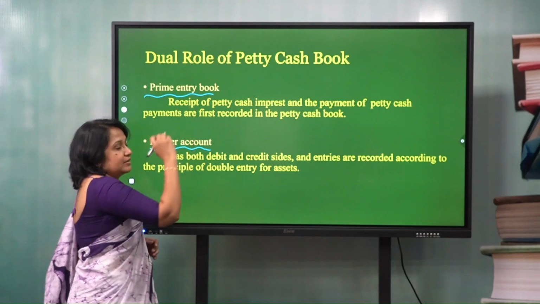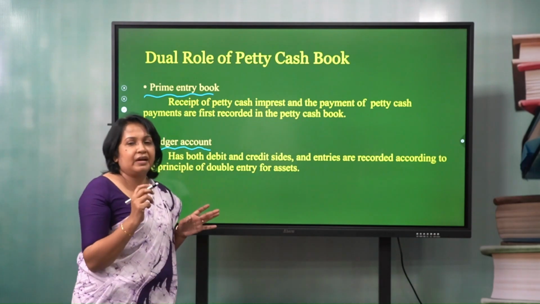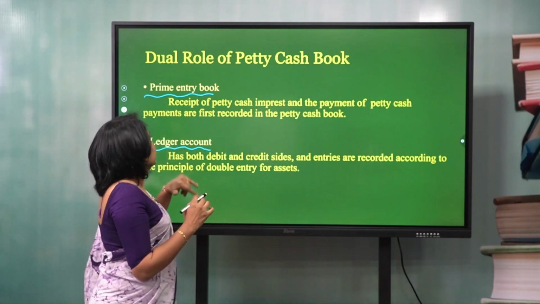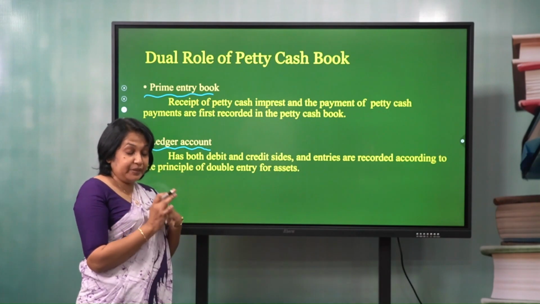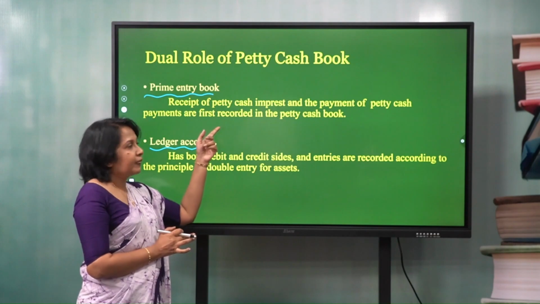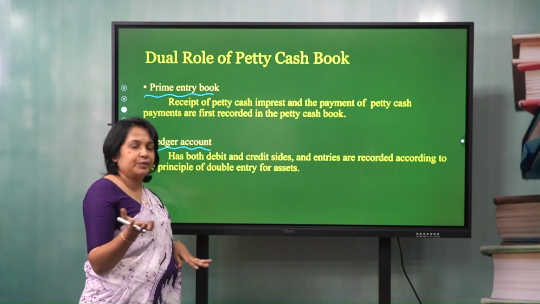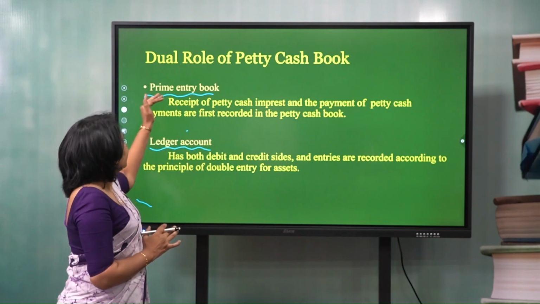Right? We call it a prime entry book because we record all the transactions at first in the petty cash book. Now all the petty cash expenses we record first in the prime entry book. After that, we take totals later to the ledger. So we record in petty cash book, so we call it a prime entry book.